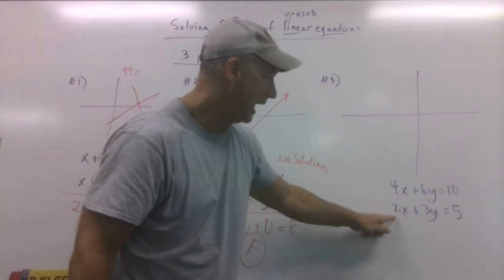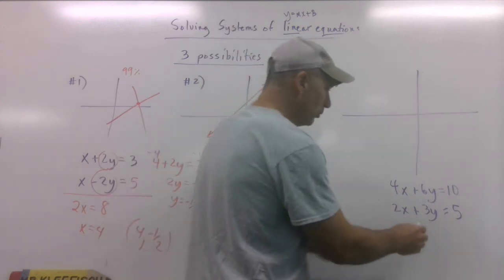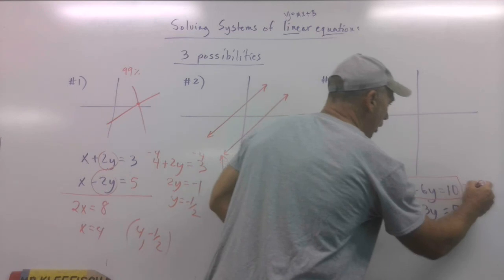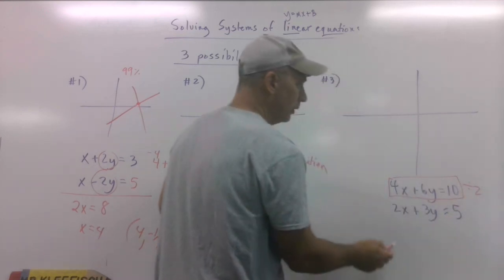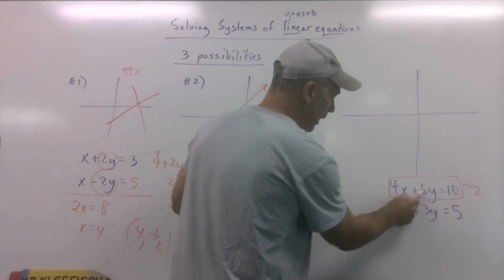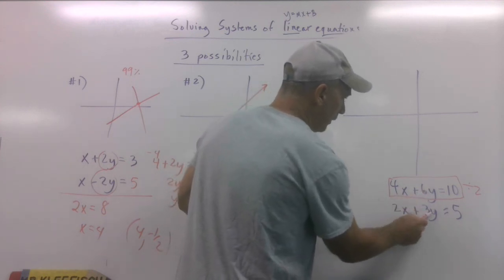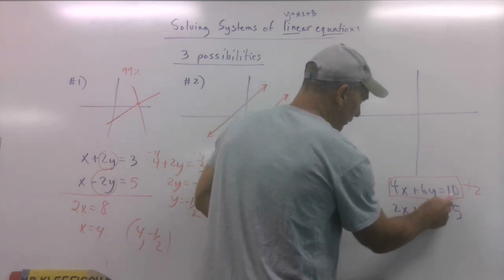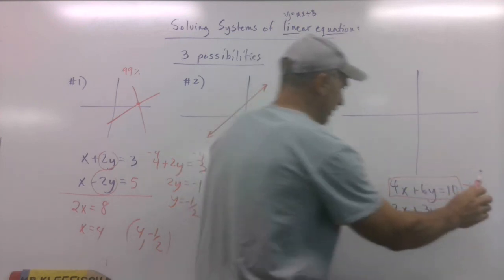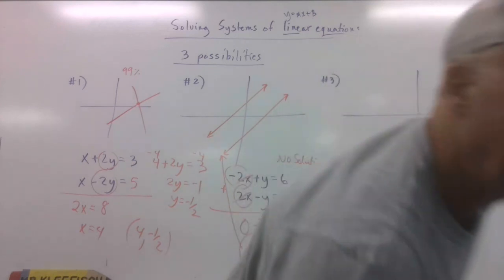Last unique thing that happens, if you take a look at this one and you ask yourself, if I divide all of these by 2, you'll notice, what's 4x divided by 2? 2x. What's 6y divided by 2? 3y. What's 10 divided by 2? 5. So, well, let's say I didn't notice that, and I tried to, let me check on time here.